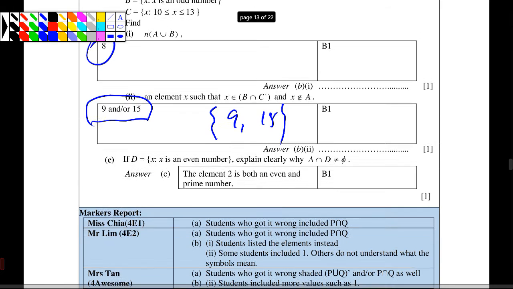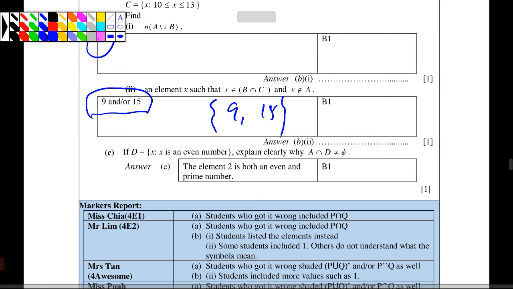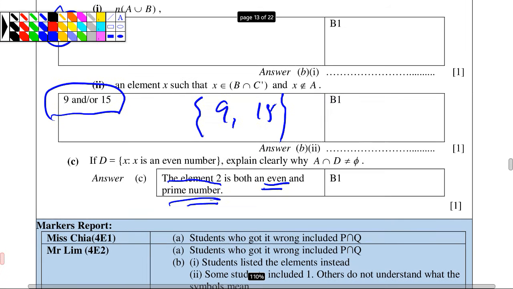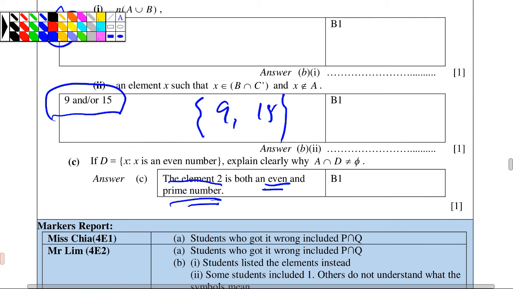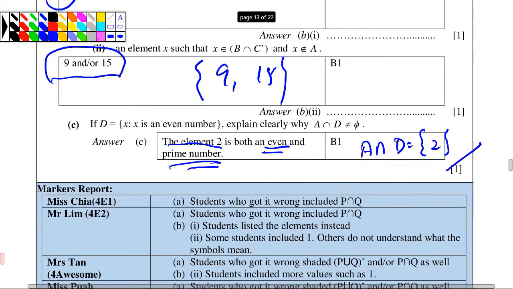Next one. Explain why: because the element 2 is both an even and a prime. Either because A and D equals curly bracket 2. Can. If you write this, it's correct. It means you know what it means. Next.